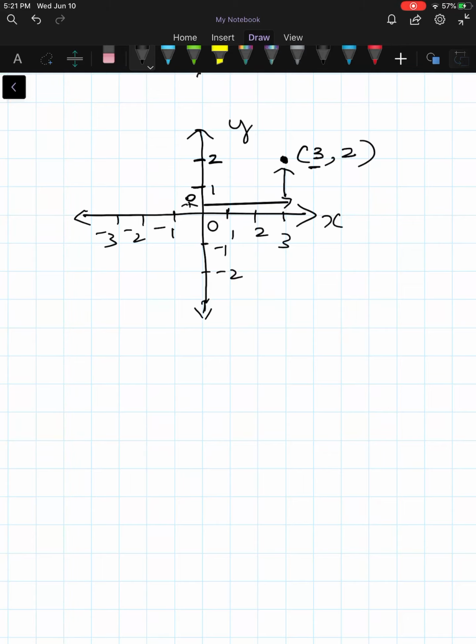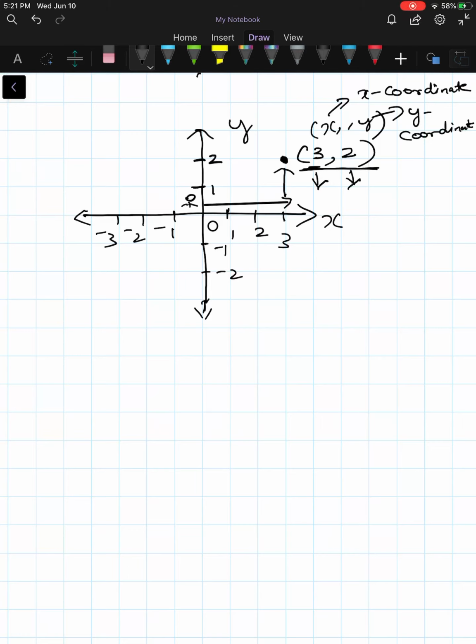So you represent a point using x comma y, where x is nothing but the x coordinate and y is the y coordinate. Here in this particular situation, the x coordinate is 3 and the y coordinate is 2. So this is how you represent points or plot points on a coordinate plane.